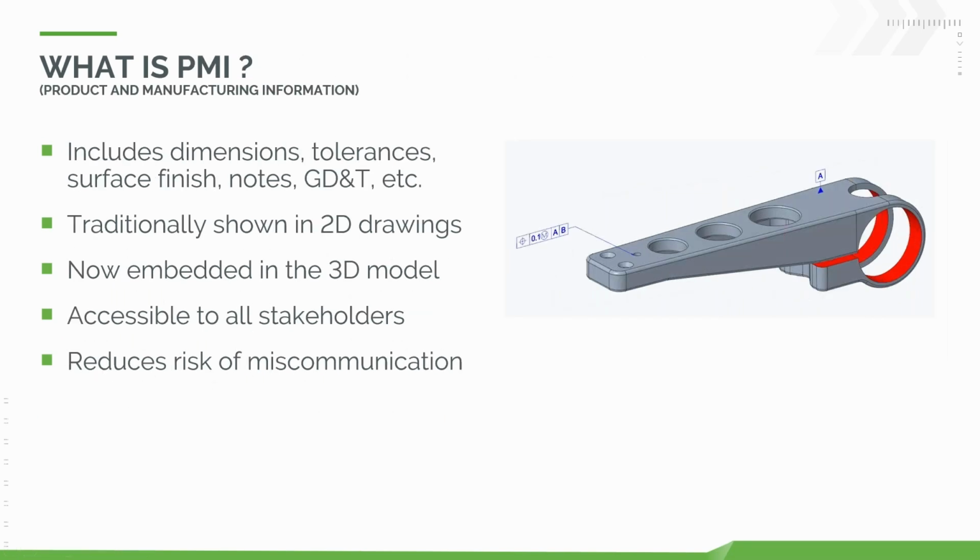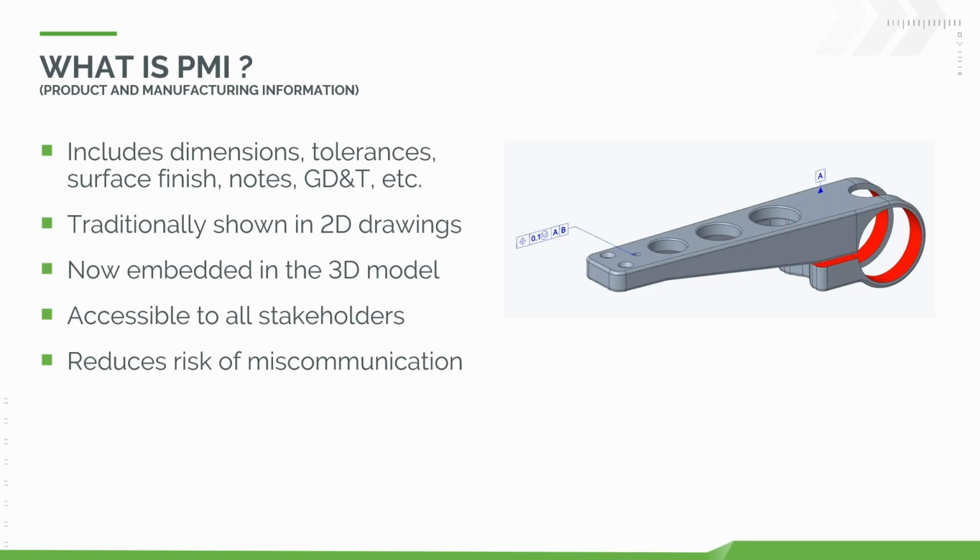So this is just, if you're not sure what we mean by PMI, product and manufacturing information. As it says there, if you're familiar with CAD and drawings and so forth, you probably understand all of this intuitively, but it is information that's traditionally shown in 2D drawings, but can be embedded inside the 3D model. Example off to the right, very simply, showing some GD&T information.